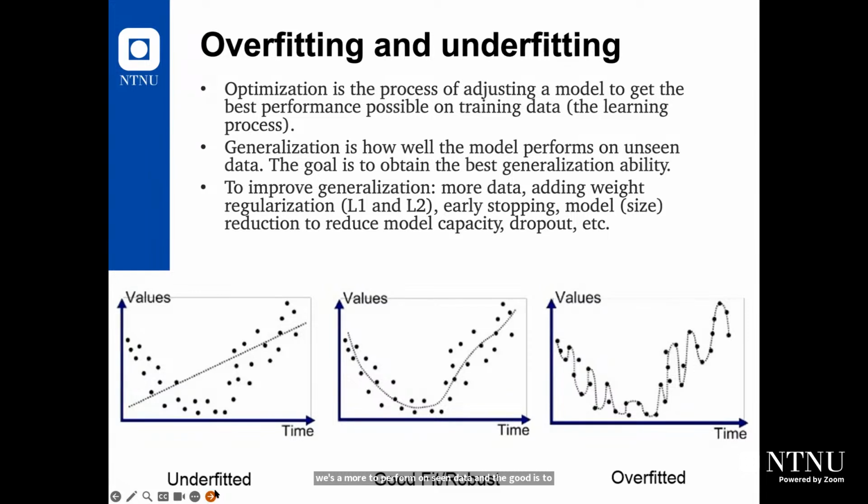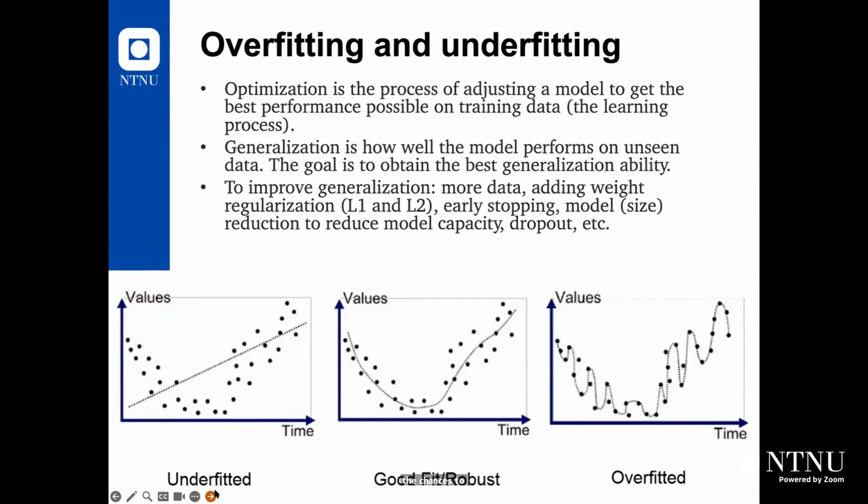This is very important. To improve generalization, we need to get more data, we need to add weights. There are some techniques called weight regularization techniques, L1 and L2. Maybe you can use early stopping. Maybe you can also use model reduction or size reduction. So if your model is very complex, very large, when your model is very large, it has high capacity, and the chances to overfit will be very high.